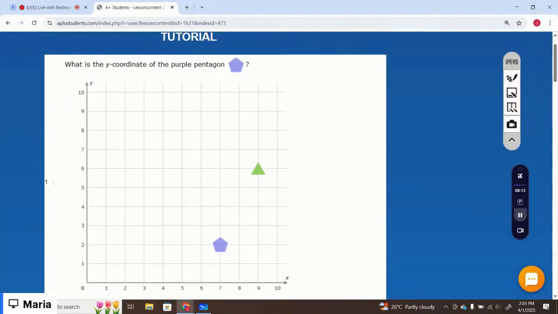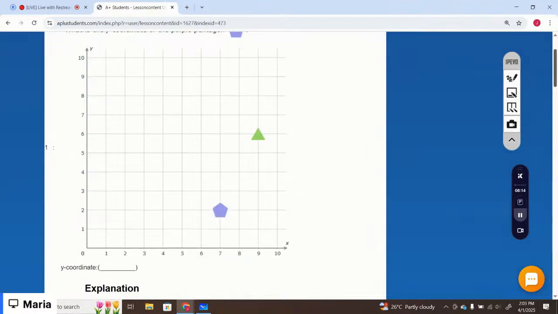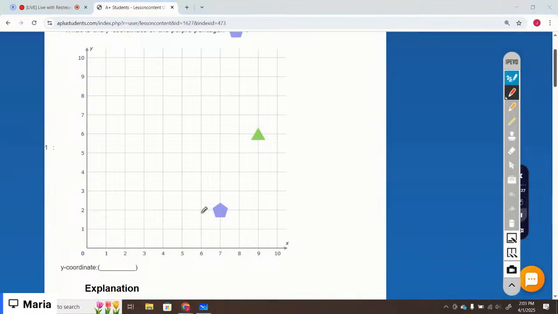What is the y coordinate of the purple pentagon? So when you talk about the coordinate plane, the coordinate plane has the x-axis and the y-axis, right? And when we have an object on the coordinate plane, the object has an x coordinate and a y coordinate. Like here you have a pentagon. If you match the pentagon to the x-axis, it matches with 7. And if you match it to the y-axis, that matches with 2.